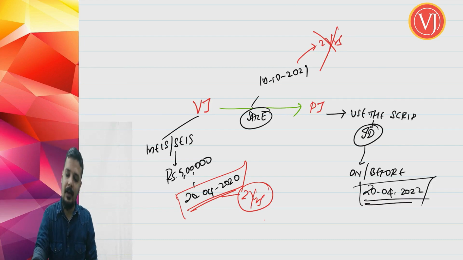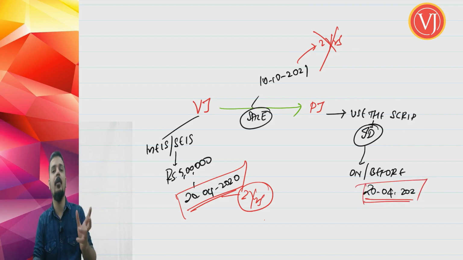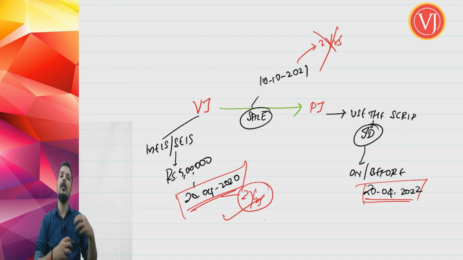So even for the other person, the time limit of 24 months will start from the date of issuance of script, not from the date of sale of script. So before 20th of April 2022, the other person to whom the script is sold has to use the script. Friends, this is an important point, because we think that this 24th month is calculated from the date of sale.